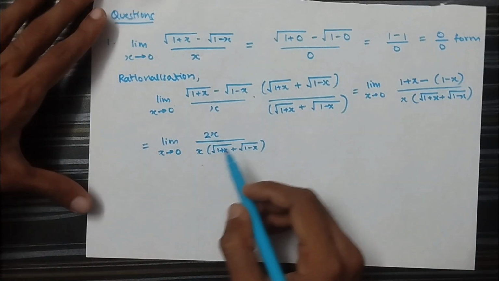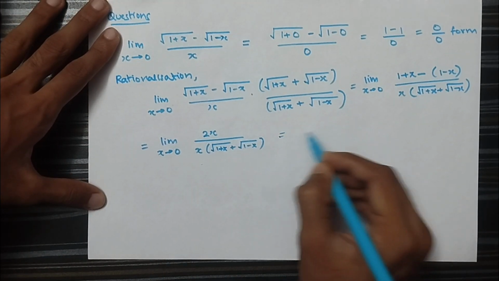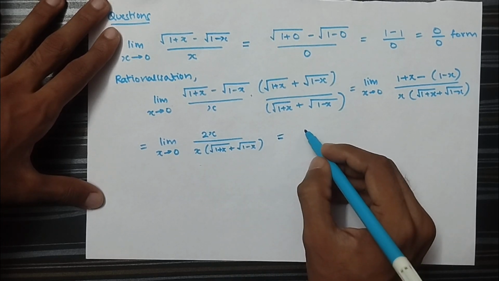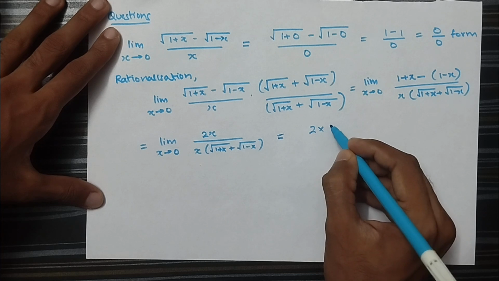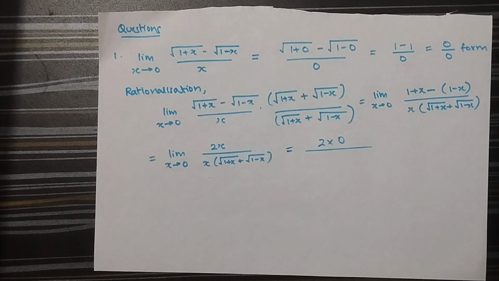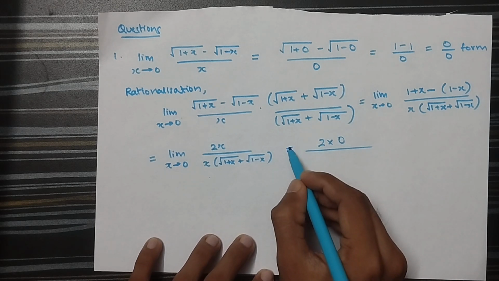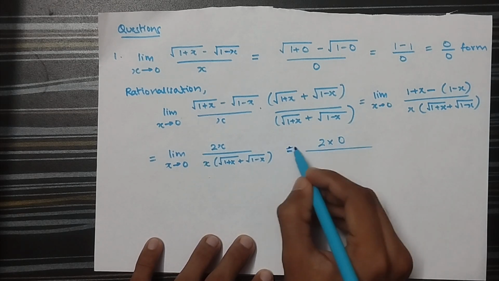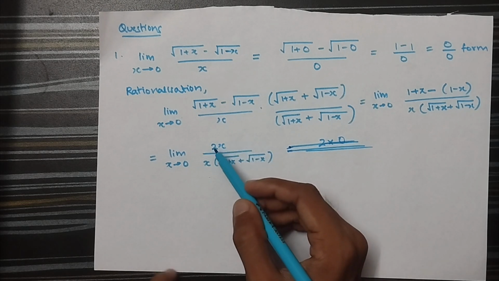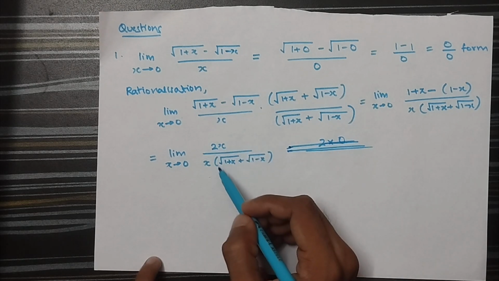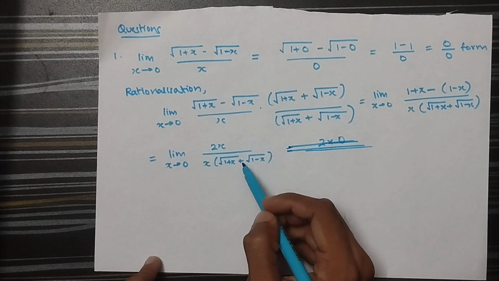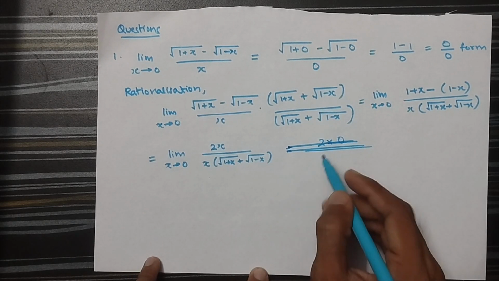Now we try the direct substitution, see what answer we get. We get 2 times, wherever you see x, put 0. So 2 times 0. Oh, I'm sorry. Before this step, let's just go back a bit. Even if we substitute now, we get 0 by 0 because there's x and x here. If we put 0 here, this becomes 0, and 0 times anything is 0. So we still get 0 by 0.